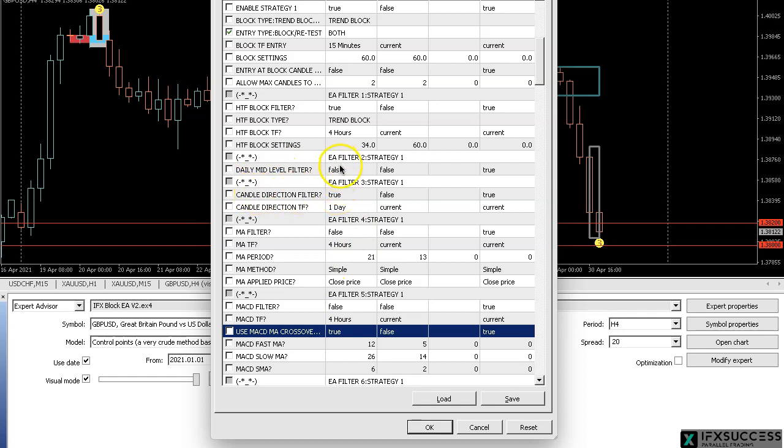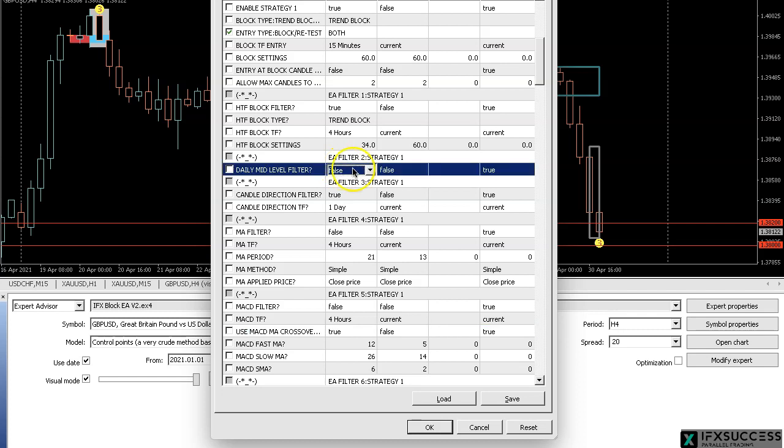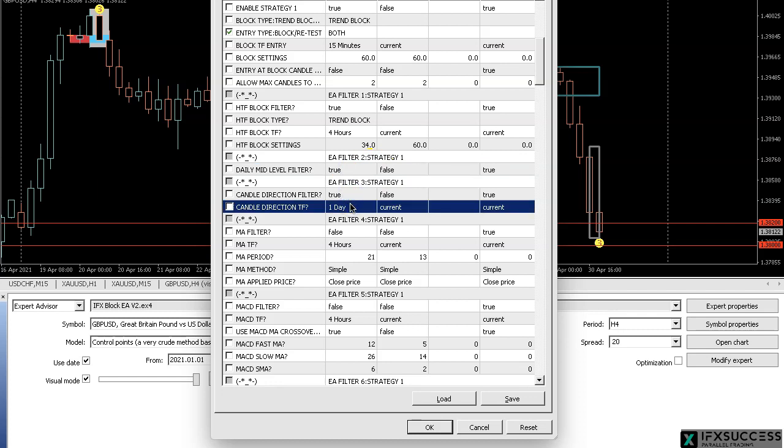And maybe what we can do is add the daily mid-level. What this means is that if we have a trend and we want to buy, we want to buy above the prior day mid-level, or we want to sell below the prior day mid-level. So let's change it up a little bit. We're going to set this to true, just to see what we get.